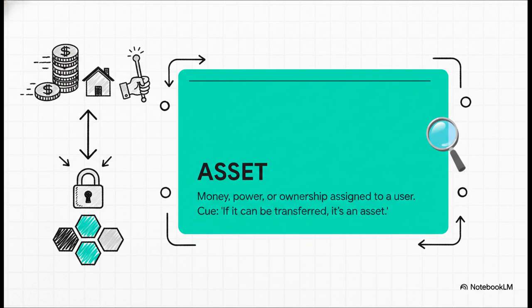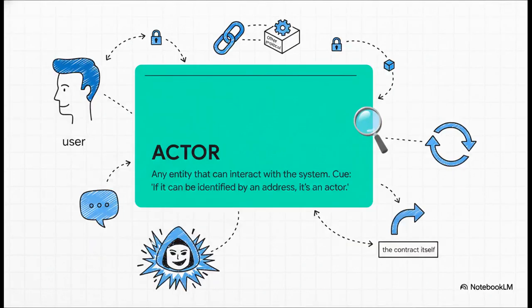And there's a great little rule of thumb for this. If it's something that can be transferred, it's an asset. Simple as that. Pillar number 2 is the actor. This is the who. And listen, this is super important. It's not just your average user. An actor is any entity that can touch the system. That could be another protocol, a malicious attacker, or even the contract talking to itself. The easy cue here is, if it can be identified by an address, it's an actor.